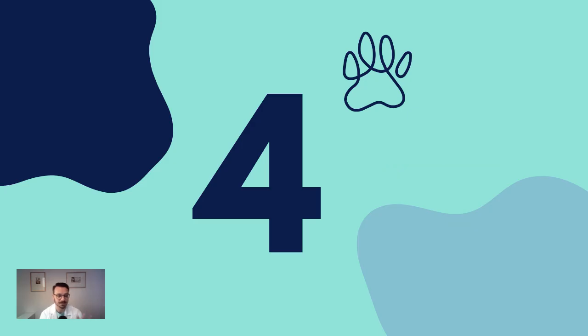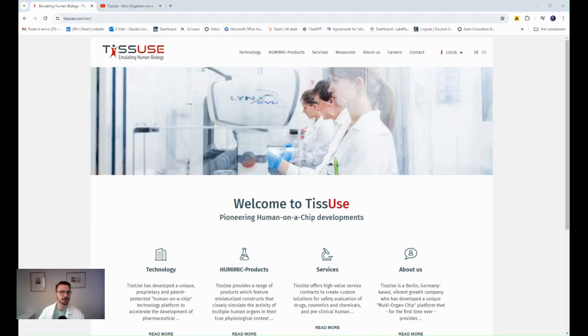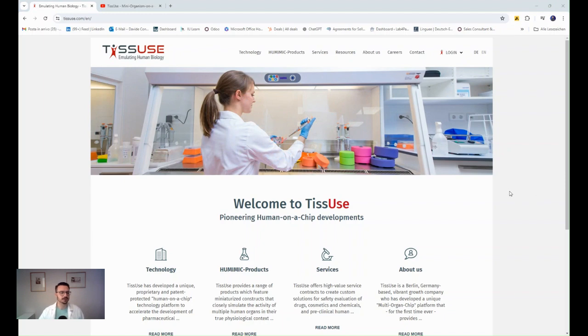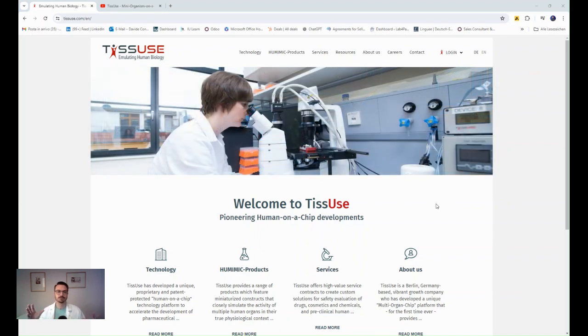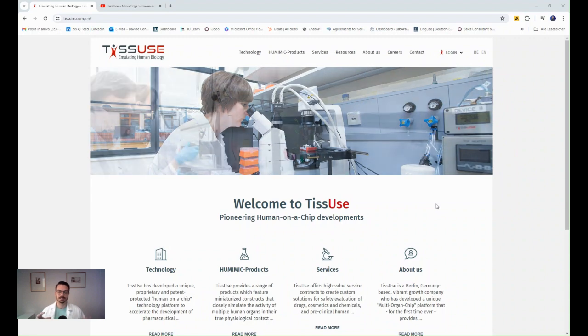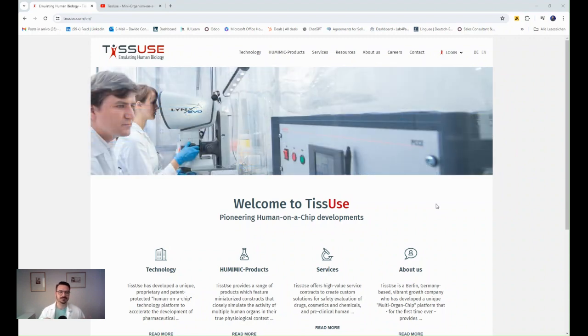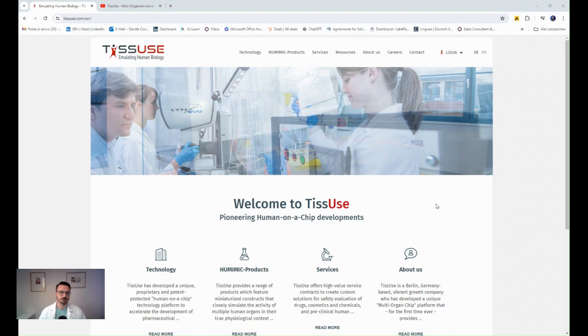So this puts them at a total of 32. And for this, they are at place number 4 in our ranking. So the next company is called Tissues. It's a German company from Berlin. And they've actually taken this concept of the organ on a chip and blown it to the next level. And the next level of organ on a chip is the so-called human on a chip.